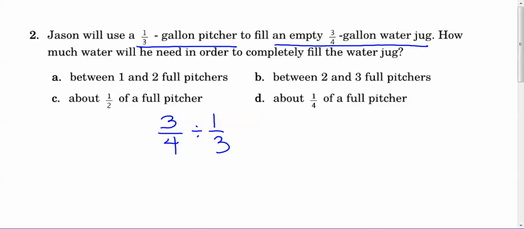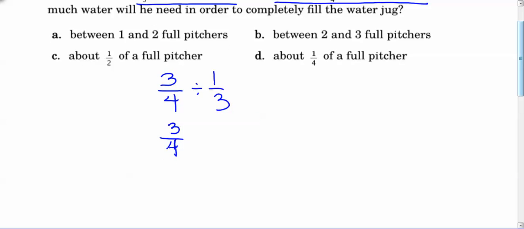That's the biggest battle right there, is figuring out what number comes first. In this case, 3/4. All right, so we're going to copy the first number, 3/4. We're going to change that division to multiplication, and then we're going to flip the second number. And when you do that, you're going to get 3/4 times 3/1.